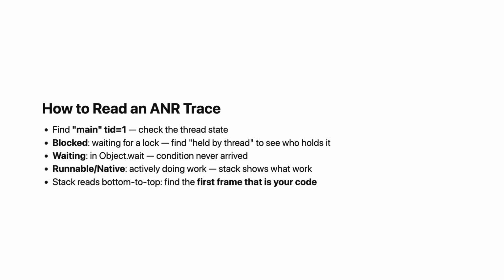If the state says runnable or native, the main thread is actively doing work. Look at the stack trace to see what work it is doing. Is it in your code doing computation? Is it in a framework method doing I/O? Is it in a native library? The stack reads bottom to top. The bottom is where execution started. The top is where it currently sits. Start from the top and look for the first frame that is your code or a library you recognize. That is where to focus.